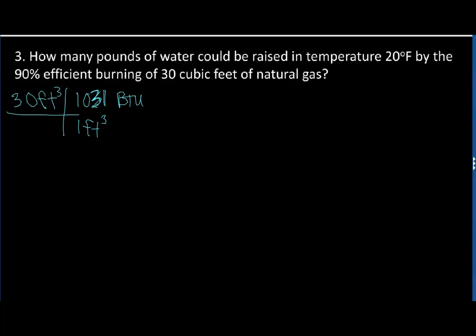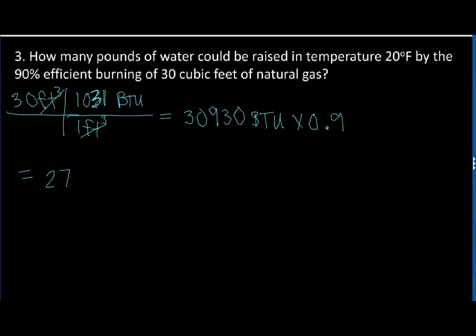And then now I'm going to multiply this by 0.9 for my 90% efficient. And you can multiply by 0.9 at the beginning or the end. I chose to do it in the middle, because I'm just showing you different ways to do it. The important part is that you take that 90% into consideration.